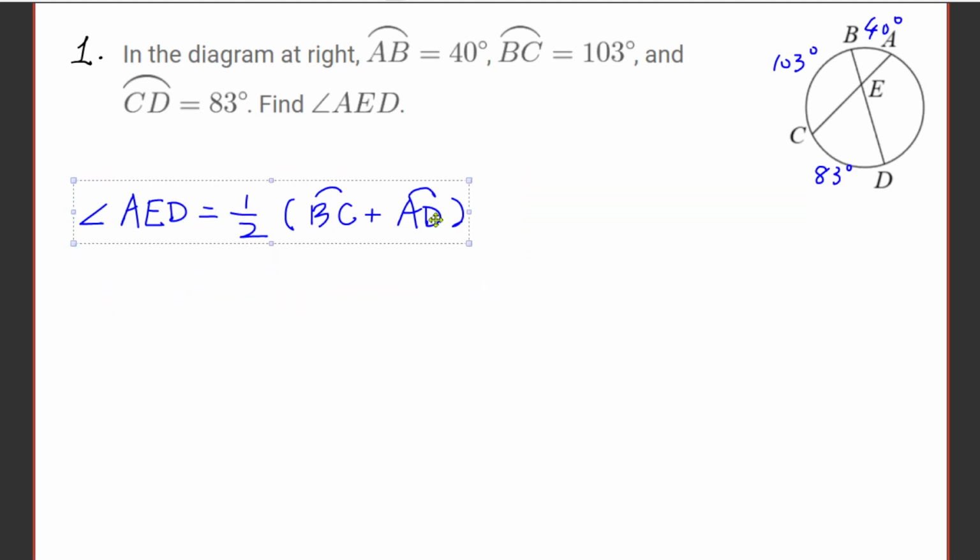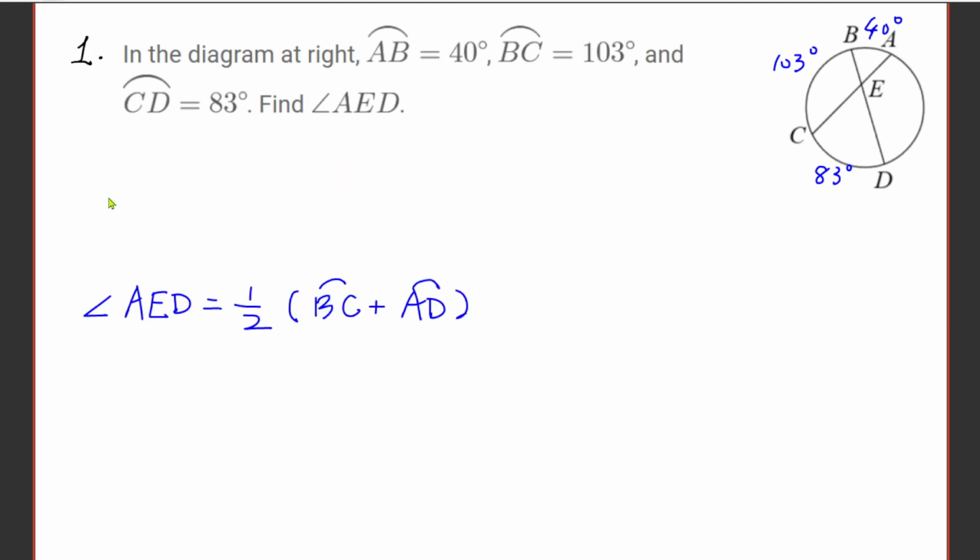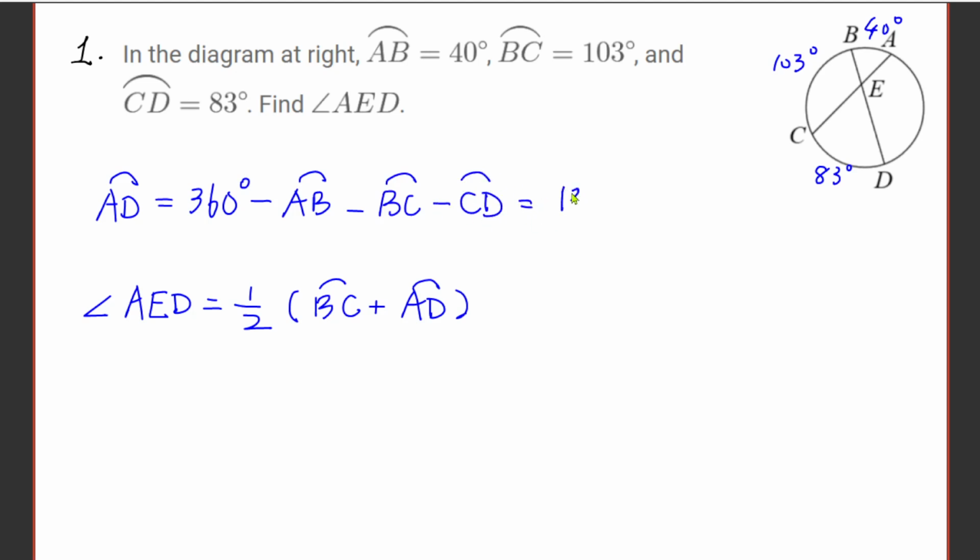Actually, arc AD can be found using 360 degrees subtracted by arc AB, arc BC, and arc CD. This gives us 134 degrees, right? So here is 134 degrees.